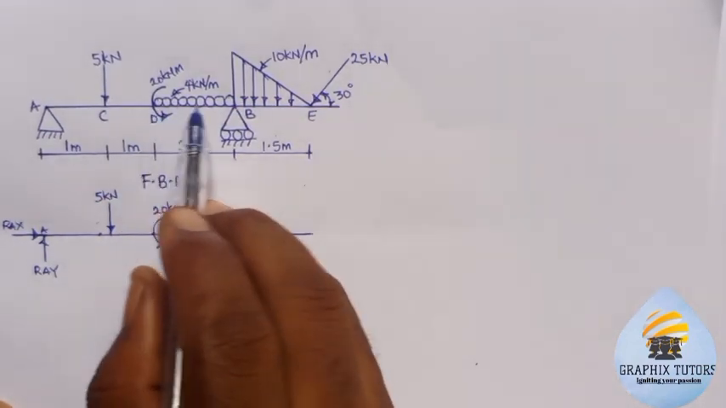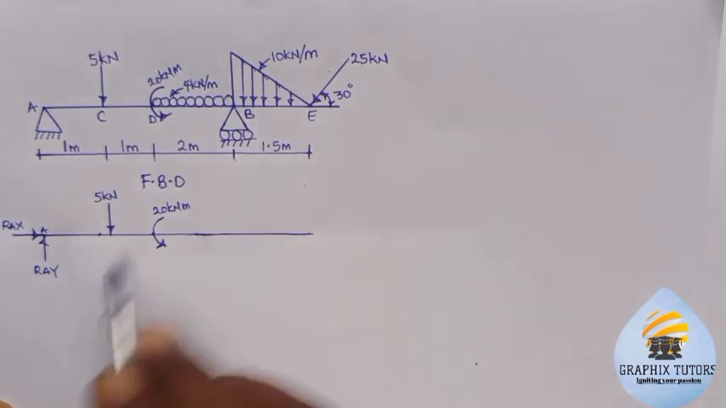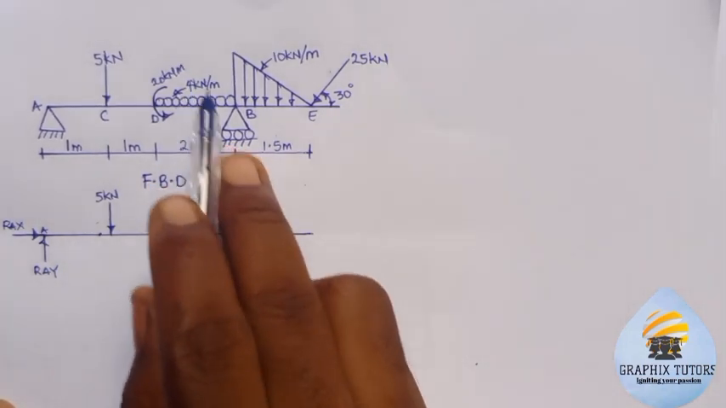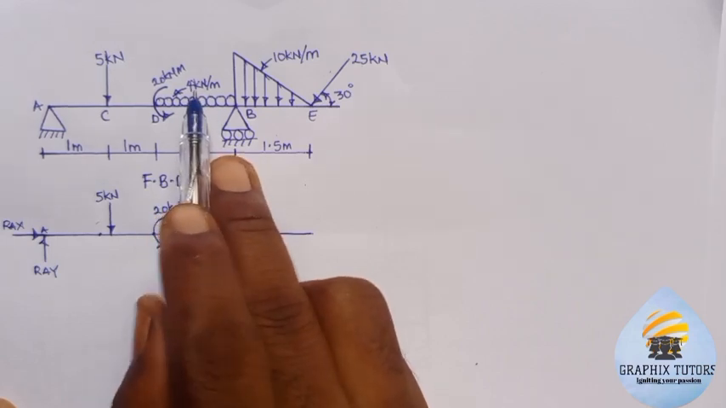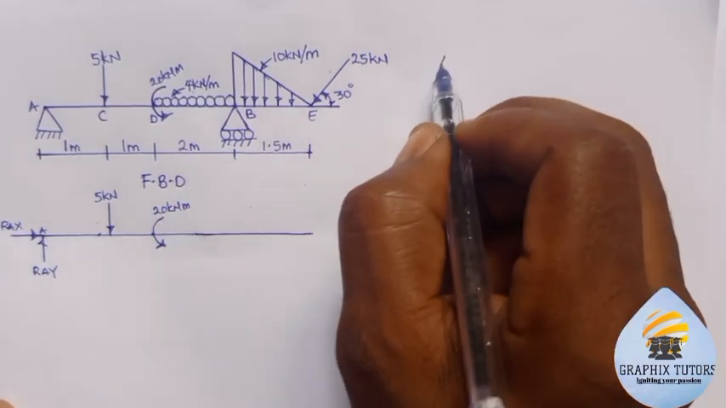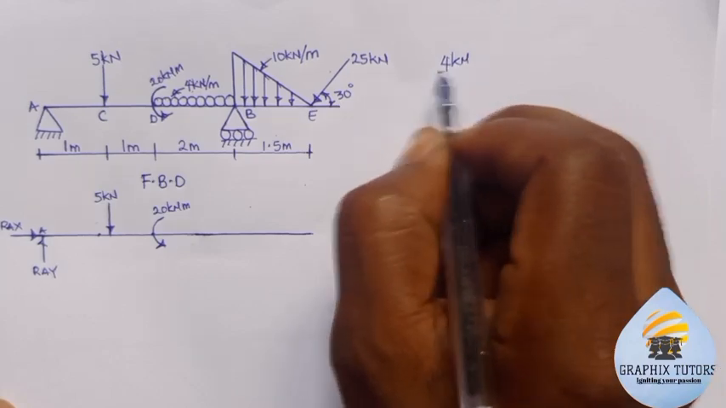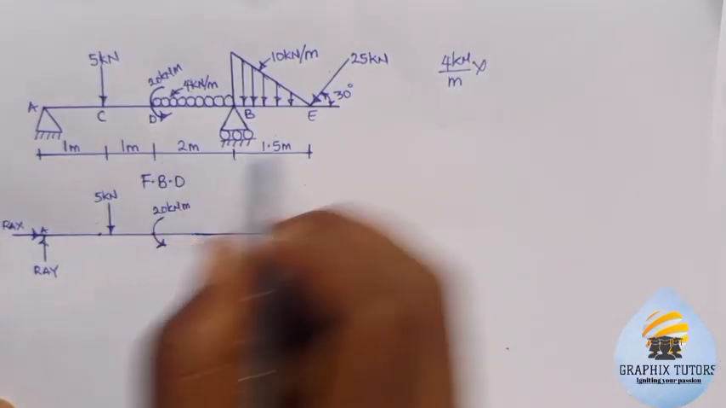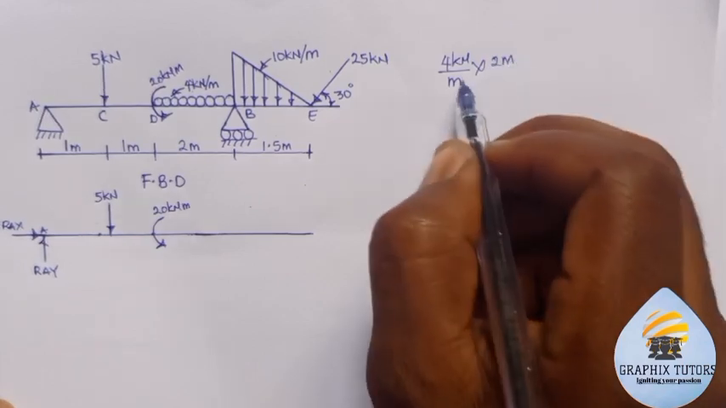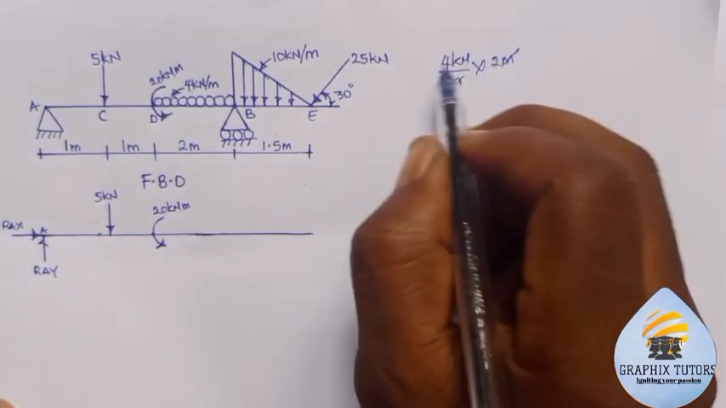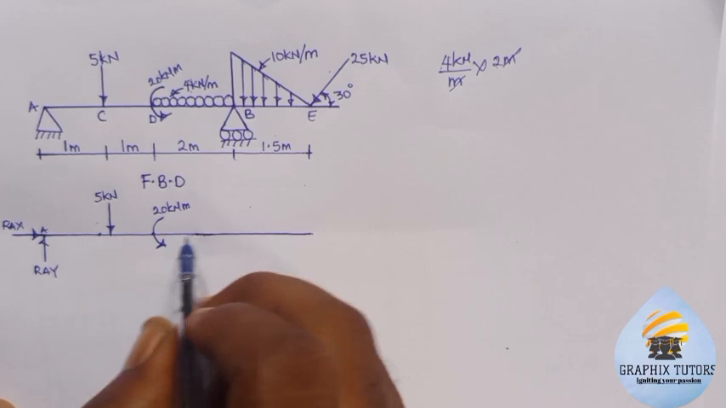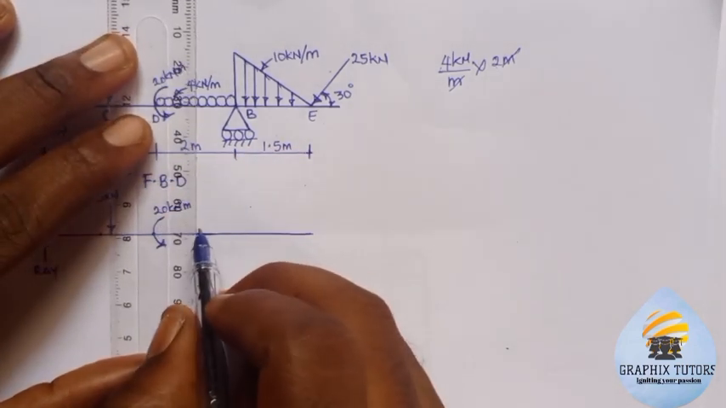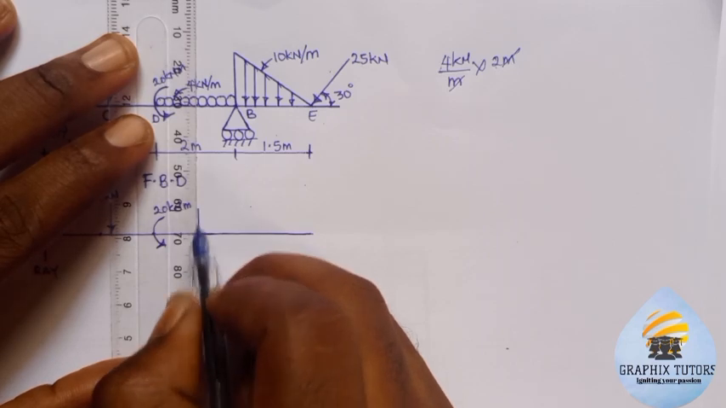Now you see this is a UDL across a length of 2 meter. The way you convert this to a point load is that you multiply the 4 kilonewton per meter by the length it is covering, which is 2 meter. So 2 times 4 is 8. The 8 will be acting at the center of this 2 here. So I'm going to put it this way.